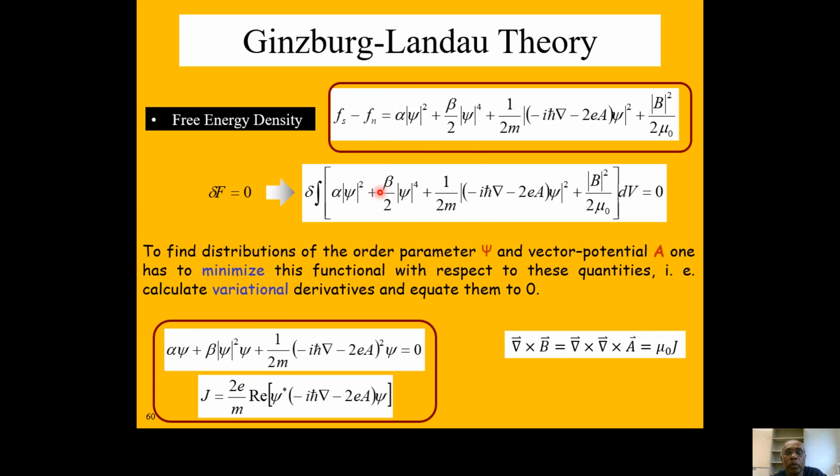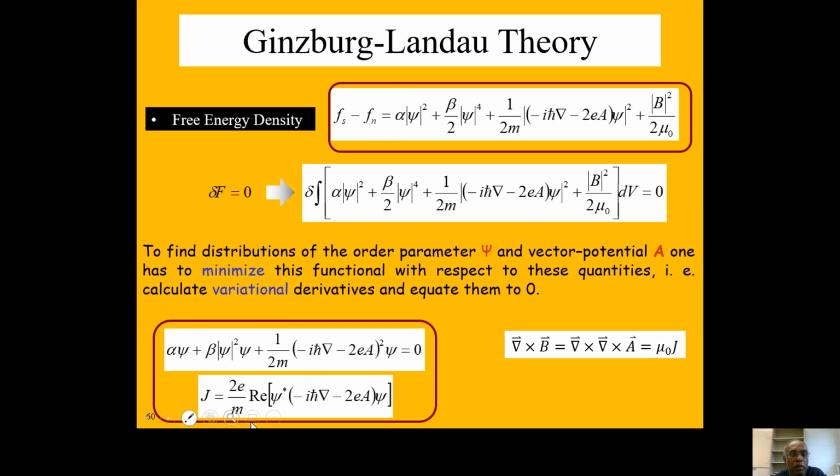Then you can also differentiate with respect to A. This is your vector potential. So here, to find the distribution of the order parameter psi, one has to minimize this functional with respect to these quantities, with respect to psi star and A. So then make it 0.